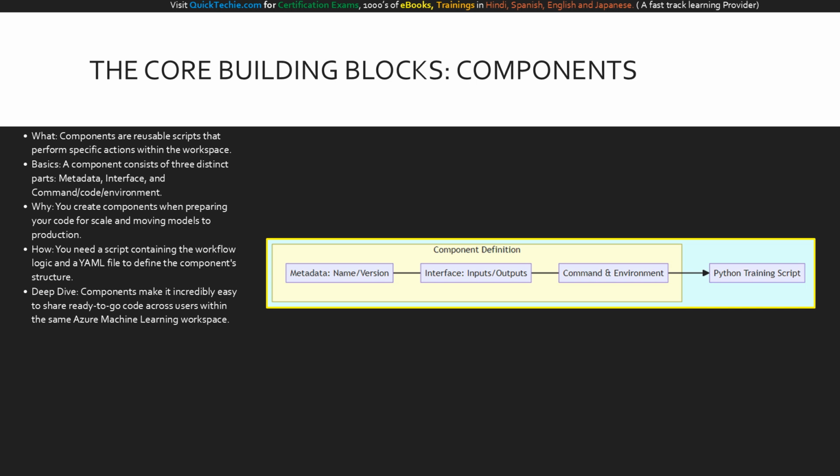Why do we go through the trouble of creating these? You do this when you are preparing your code for scale. Once experimentation is done, monolithic code must be modularized. How do you build one? You pair your Python script with a YAML file that defines its parameters.